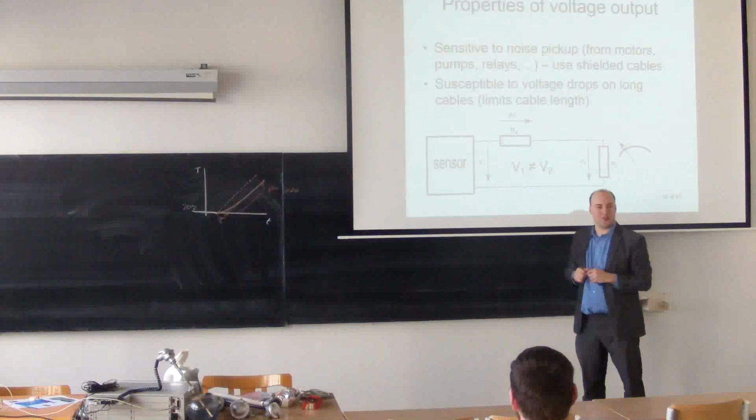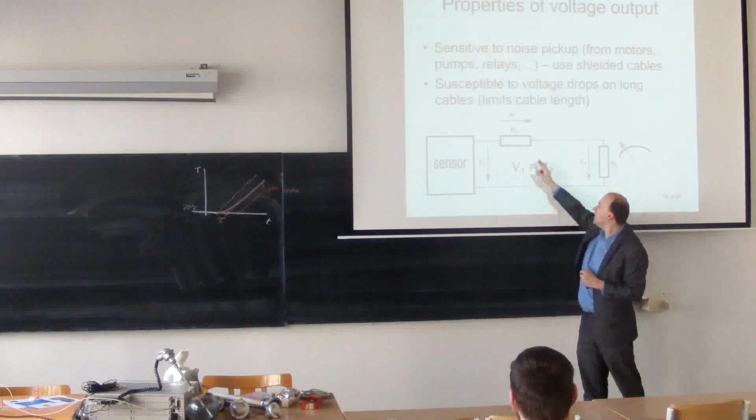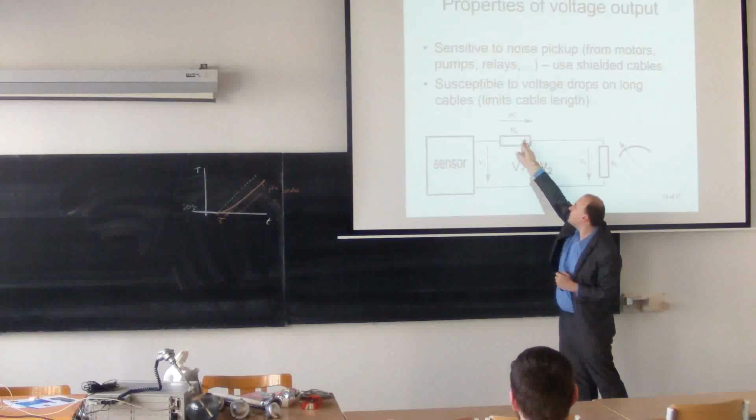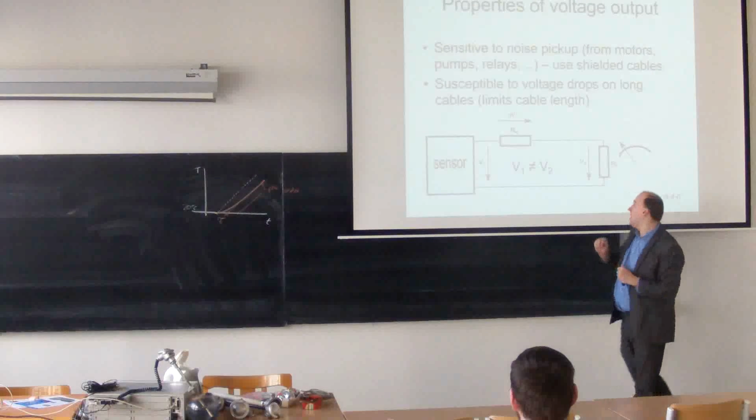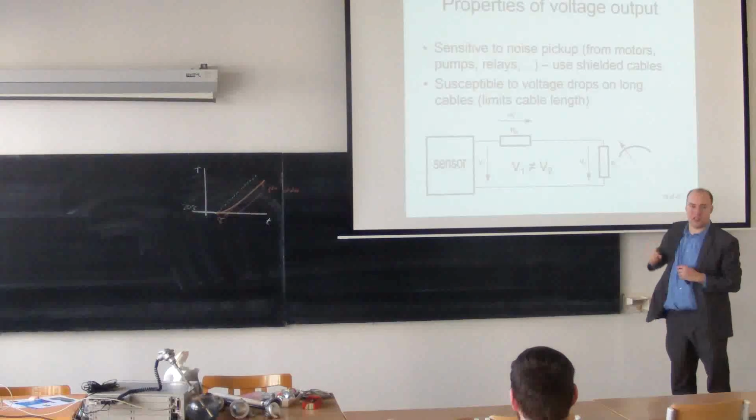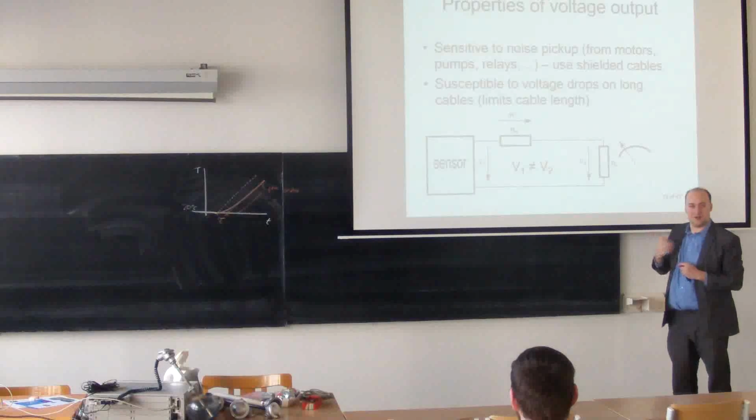And wires have electrical resistance. So there will be two resistances. Here, this is the resistance of the wire, and this is the input resistance of the voltmeter.